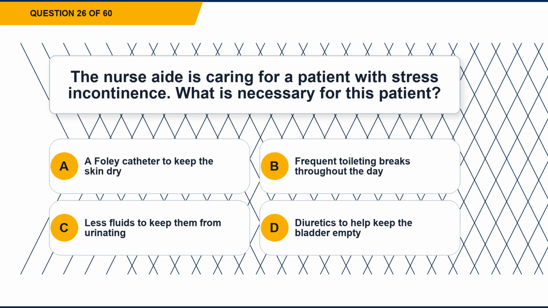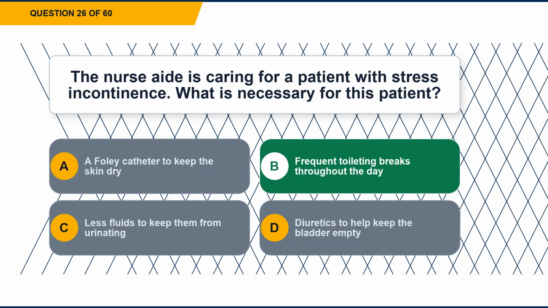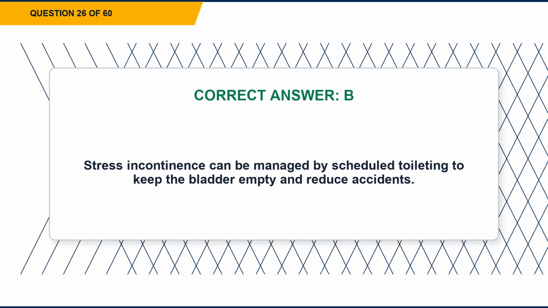Question 26. The nurse aide is caring for a patient with stress incontinence. What is necessary for this patient? Option A, a Foley catheter to keep the skin dry. Option B, frequent toileting breaks throughout the day. Option C, less fluids to keep them from urinating. Option D, diuretics to help keep the bladder empty. The correct answer is option B, frequent toileting breaks throughout the day. Explanation: stress incontinence can be managed by scheduled toileting to keep the bladder empty and reduce accidents.